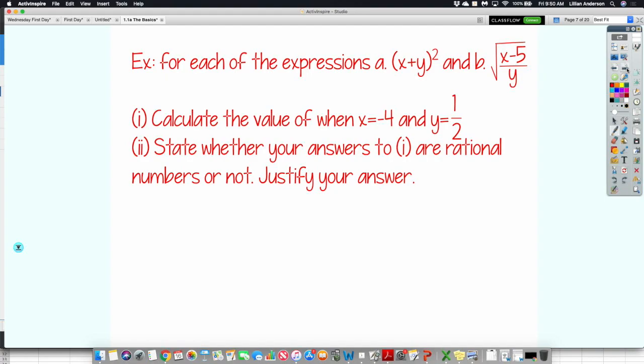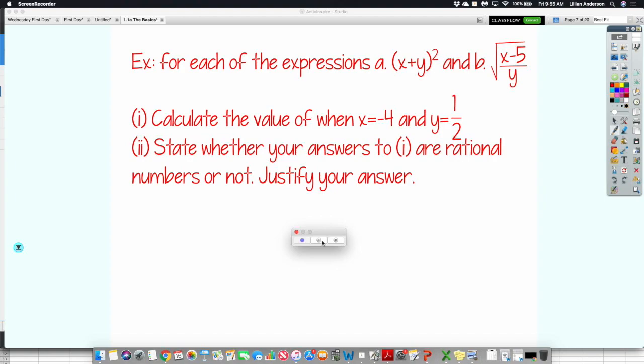Do that on your desk. So we have these two different expressions, and we have these values for x and y, and we're trying to calculate the value of the two when x is -4 and y is 1/2. Hopefully, raise your hand if you showed your work.